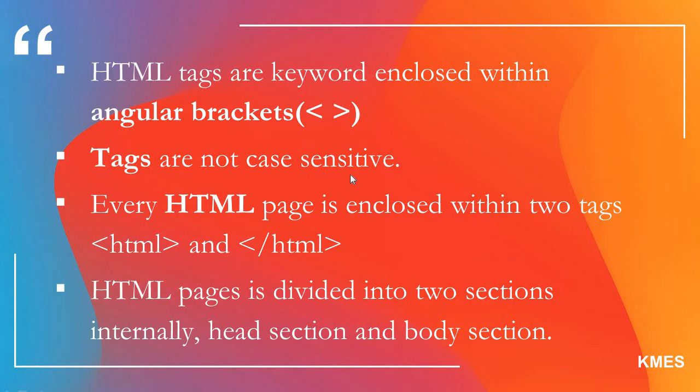Tags are not case sensitive. When you are typing and doing coding, don't panic about case sensitivity. Case sensitive means uppercase and lowercase. Capital A is equivalent to small a. Both are the same, which means it is not case sensitive. In other languages like Java and JavaScript, some words are case sensitive, meaning capital A is not equal to small a.